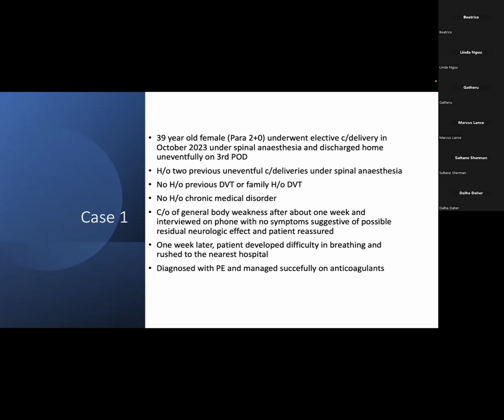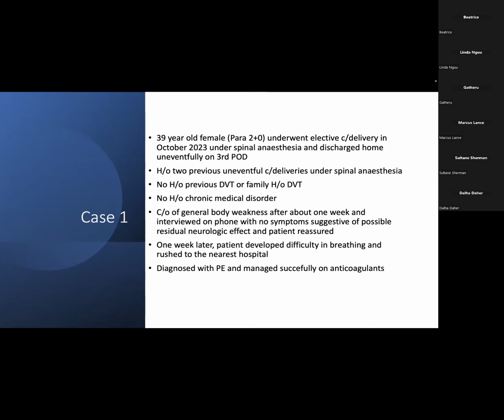So I have case scenarios, 2 of them. The first one is a recent one, happened last year. This is a patient who was related to one of our colleagues, and she was a 39-year-old female, para 2+0, who came and underwent elective cesarean delivery. That was in October 2023, under spinal anesthesia, and was discharged home uneventfully on the 3rd postoperative day.